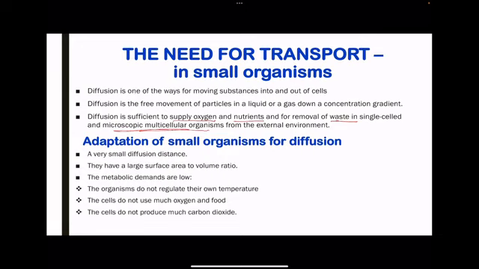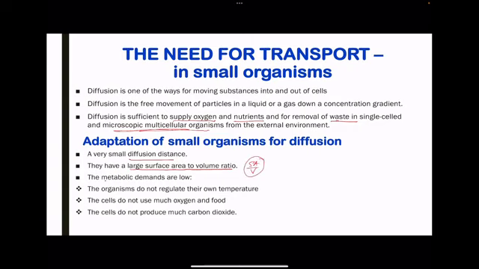The next part, we look at the adaptations of small organisms for diffusion. Since these organisms use diffusion as a way of gaining oxygen and nutrients and also removing waste, the diffusion distance is going to be small, and they have a large surface area to volume ratio. This is surface area divided by the volume. That ratio is going to be small.